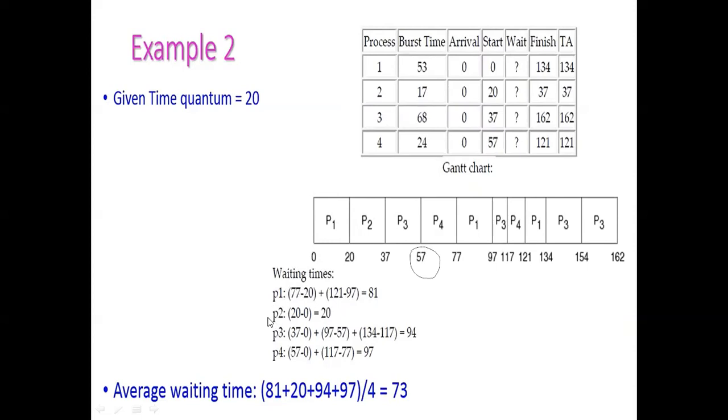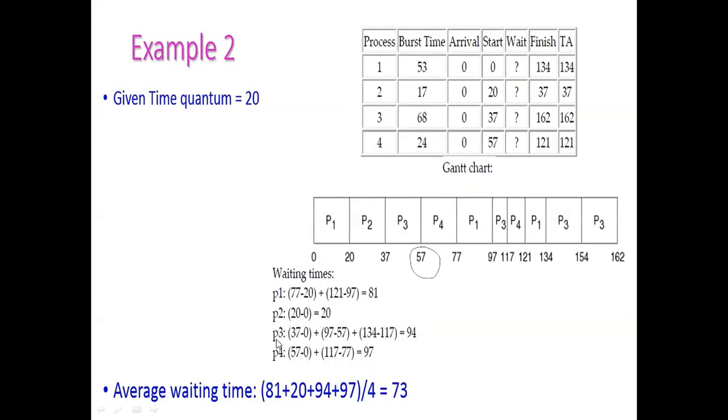In the same manner, we need to calculate the waiting time for the process P2. For the process P2, the waiting time is 20, and we need to check whether the process P2 comes a second or third time in the Gantt chart. There is no other possibility. So 20 minus 0, 20 milliseconds is the waiting time for the process P2.